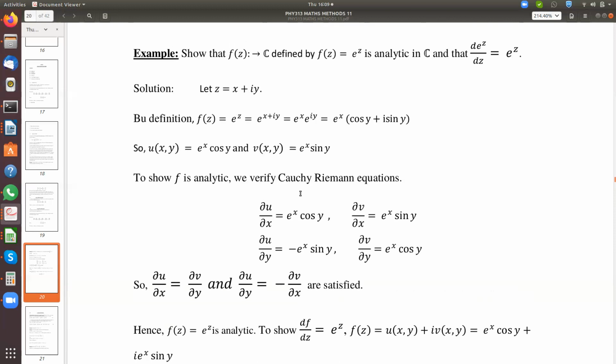One thing you should know as regards the Cauchy-Riemann equation is that there are four things: the u dx, the u dy, the v dx, the v dy, which must satisfy this condition.